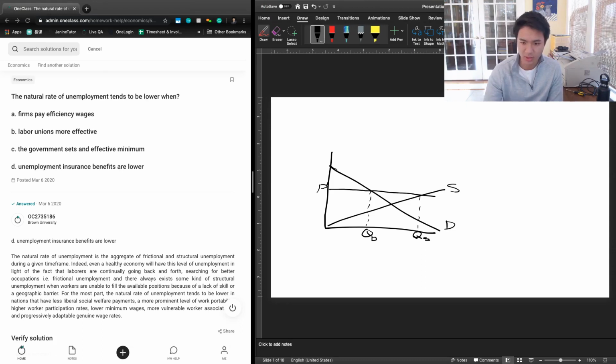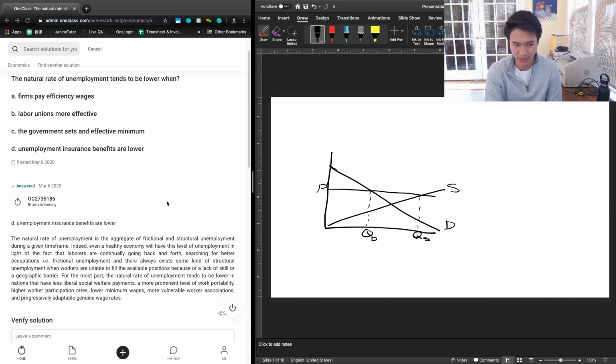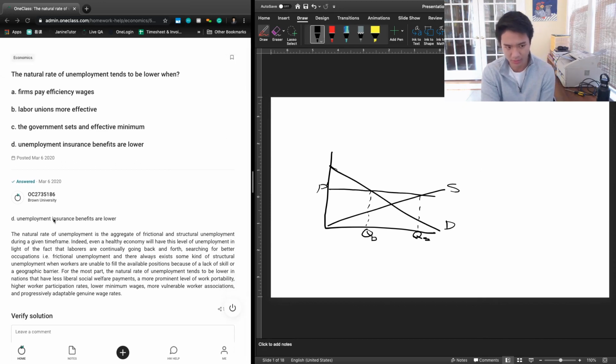I just think it's good to understand all the things we're talking about in this question, because unemployment tends to focus around some of these definitions and root theories. If we can understand all of those things, you will have no trouble with any kind of problem relating to unemployment. Let's take a look at the previous tutor's answer. The previous tutor also wrote D, unemployment insurance benefits are lower.